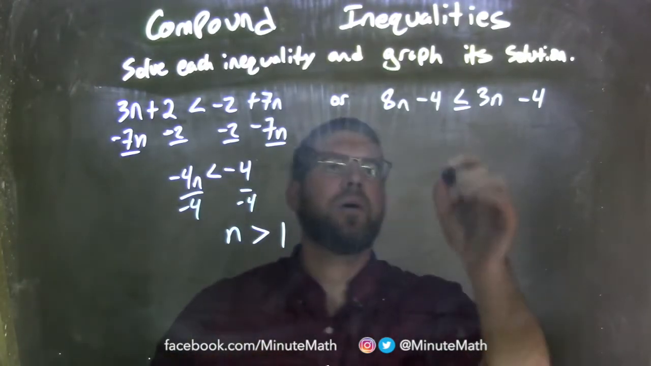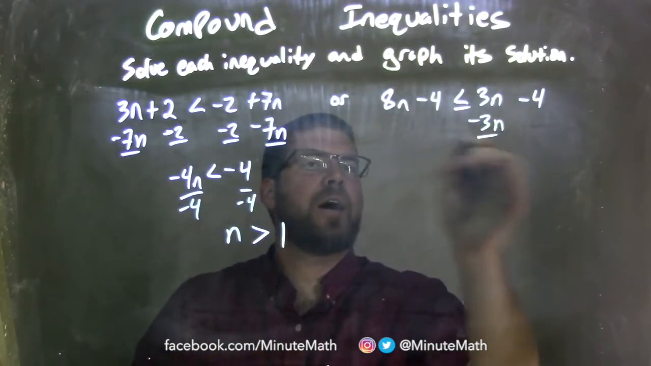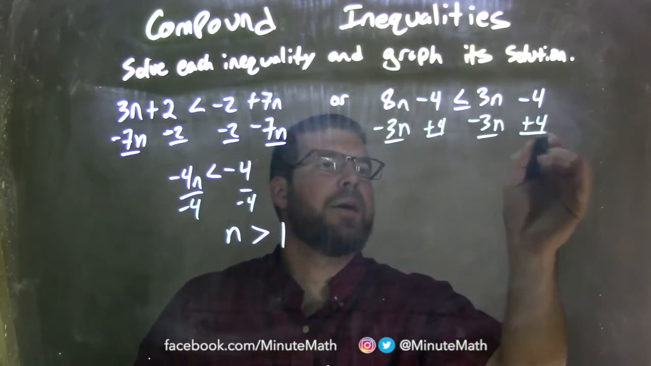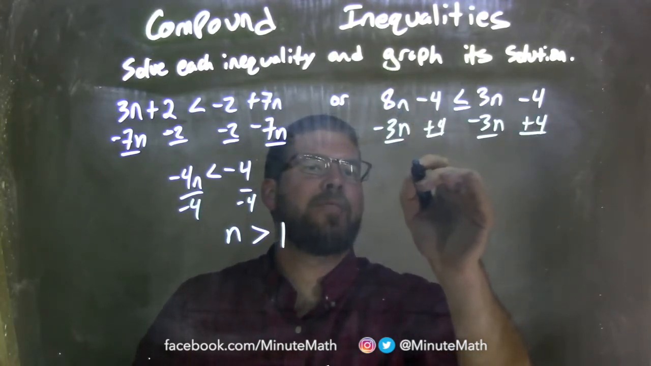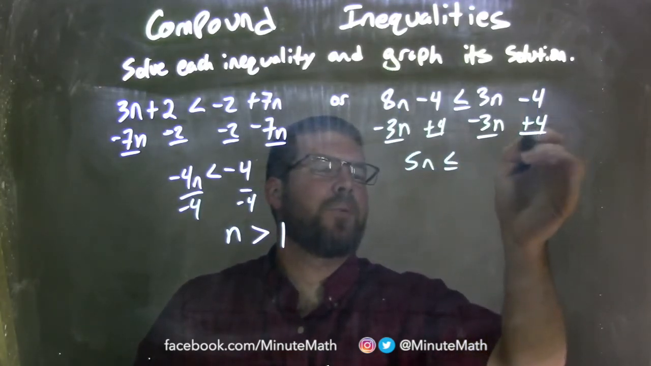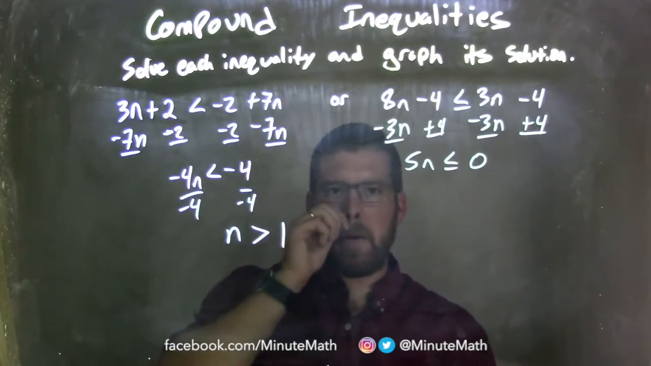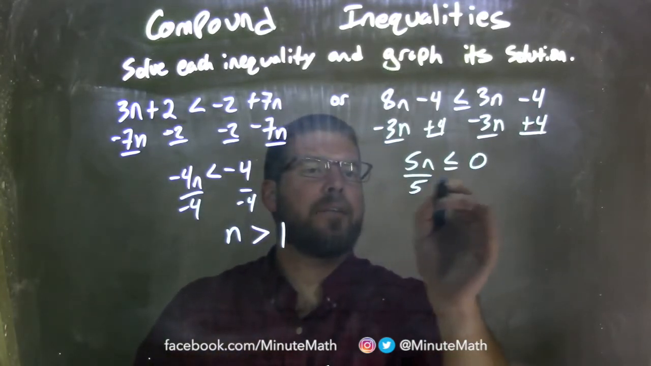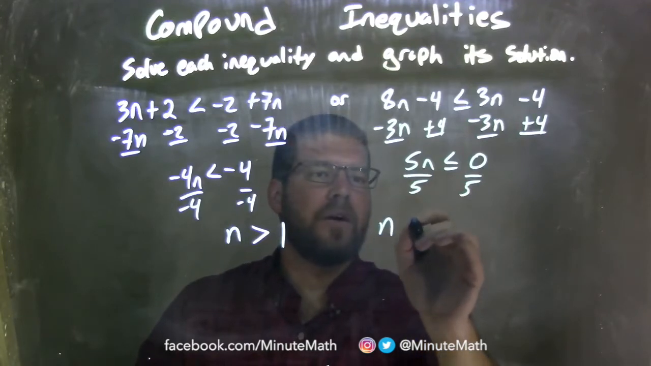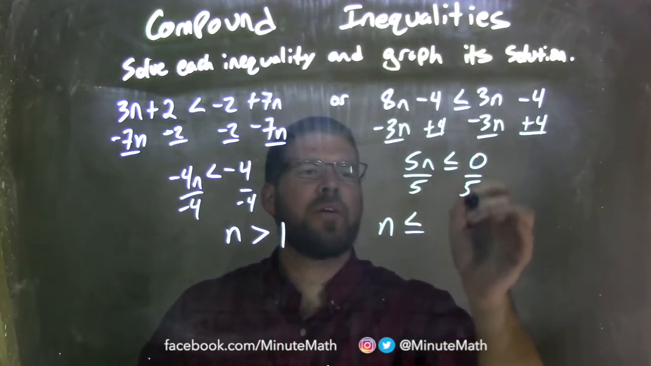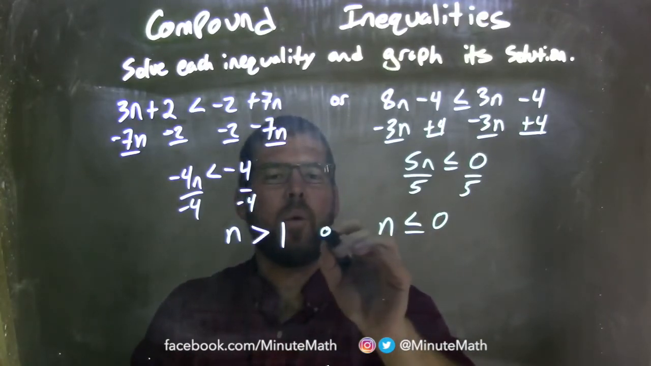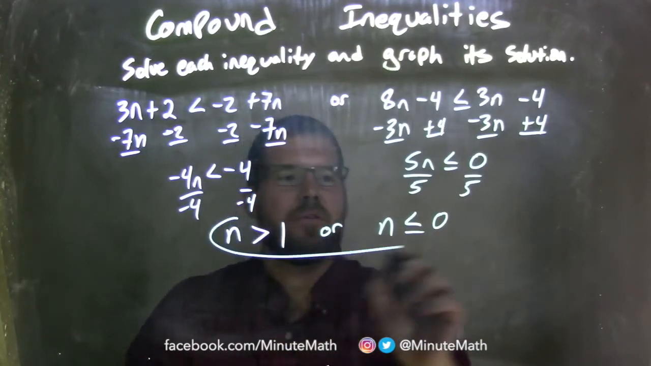I've got to solve this one. So I'm going to subtract a 3n to both sides. I'm going to add a 4 to both sides. Giving me 8n minus 3n is 5n, is less than or equal to negative 4 plus 4 is 0. Now I need to divide by 5 to both sides. And divided by 5 to both sides, I'm left with n by itself is less than or equal to 0 divided by 5 is 0. So now I have n is greater than 1, or n is less than or equal to 0.